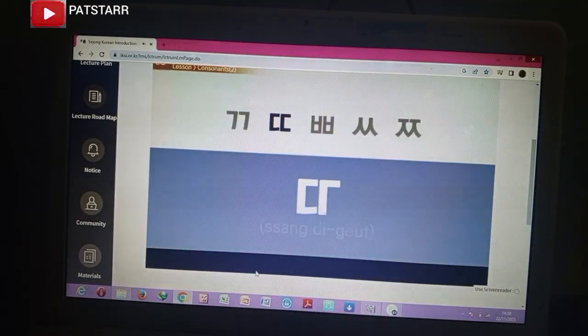Tigut is doubled to make sangdigut. Sangdigut is pronounced just like tigut, but with more stress on the vocal cords. It also has a higher tone. Listen carefully.